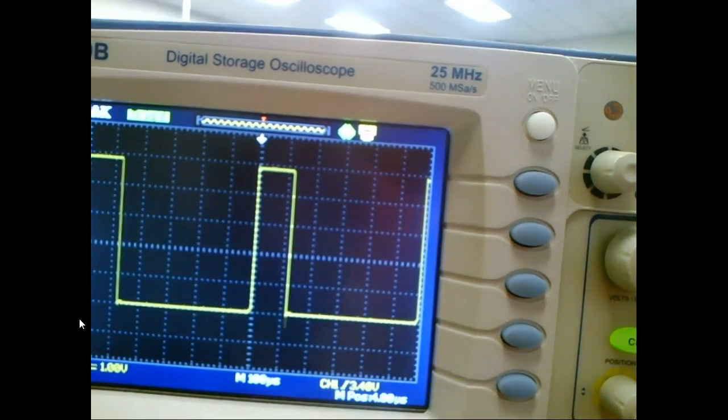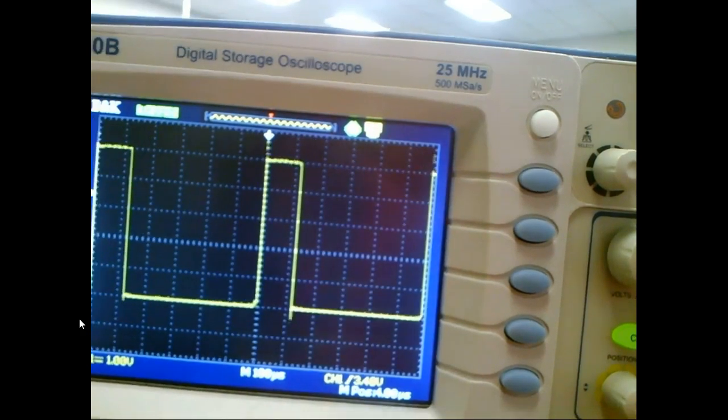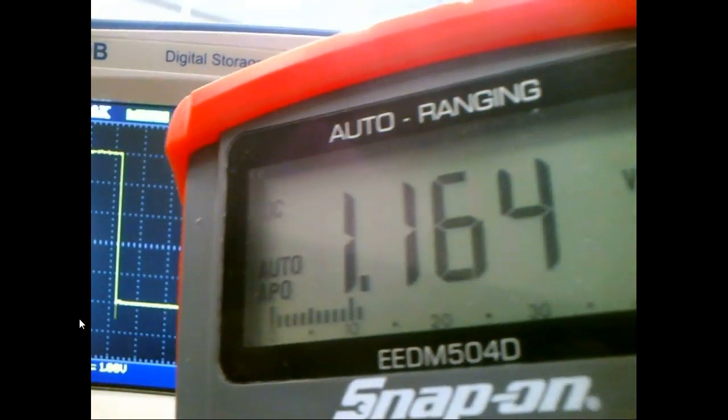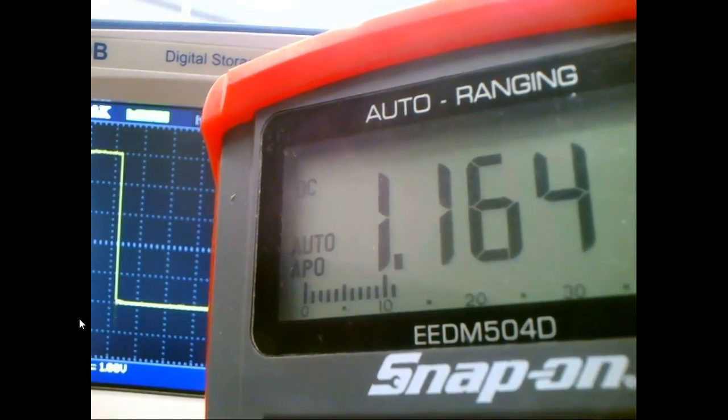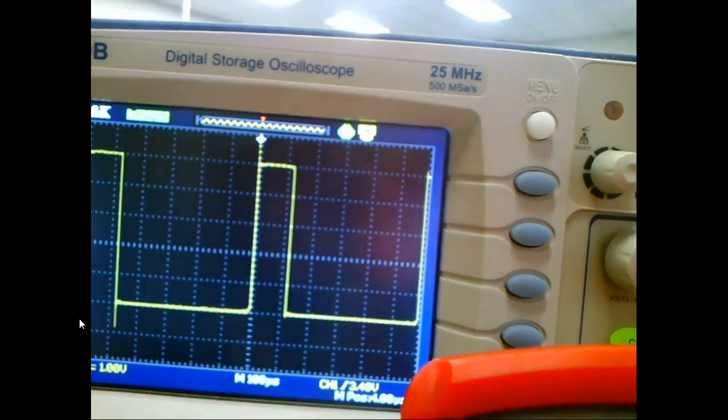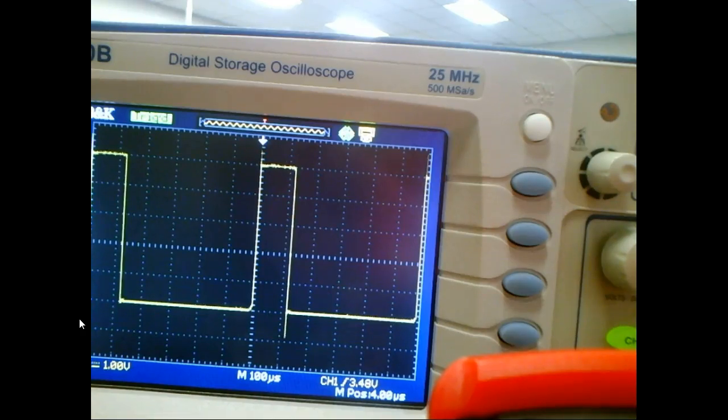My meter's not reading right. That's all I'm going to do. So our duty cycle must be off just a hair. This is what I measured. So if I had this signal hooked up to a DC motor, it would run like it's getting 1.1 volt. That's the speed it would run at.